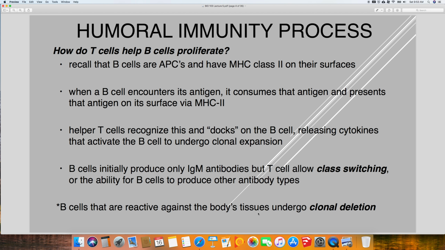So remember that B cells, when they're not fully activated with the help of a T cell, produce IgM only. But with the help of a T cell, they can class switch. They can produce different classes of antibodies. Okay. And this little note down here: B cells that are reactive against the body's tissues undergo clonal deletion because we don't want these B cells to be active against our own tissues.